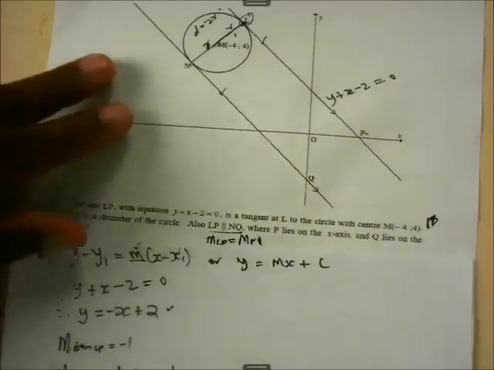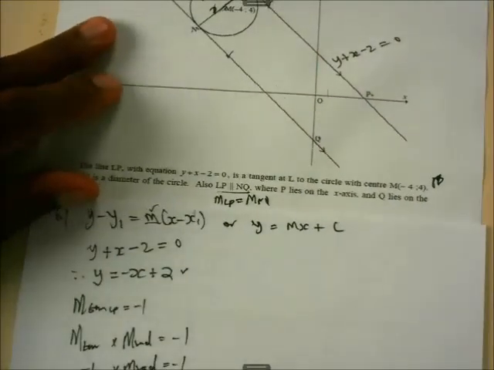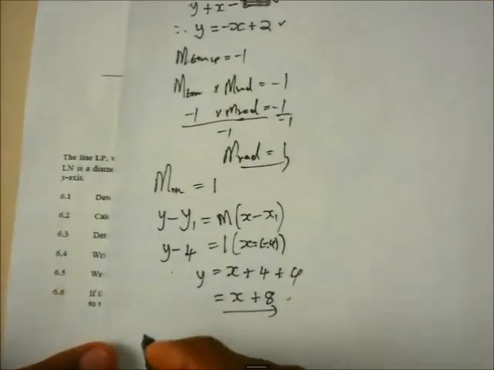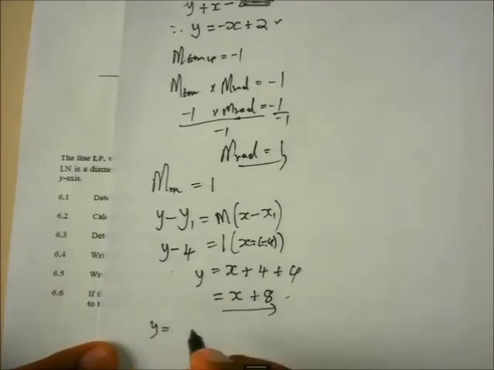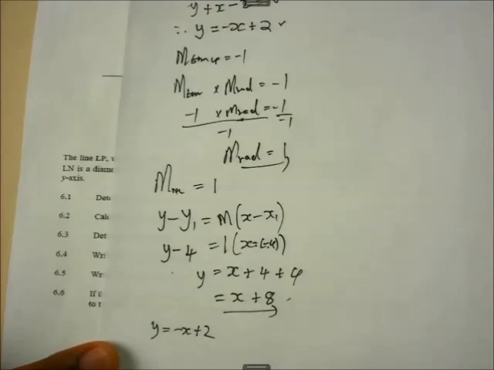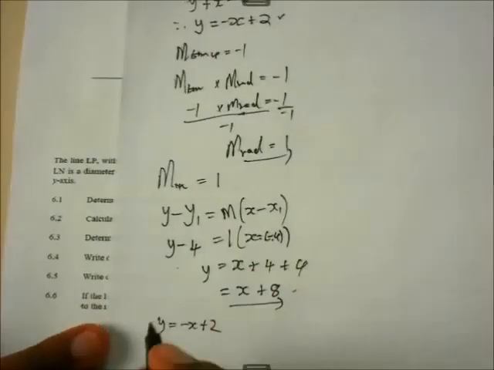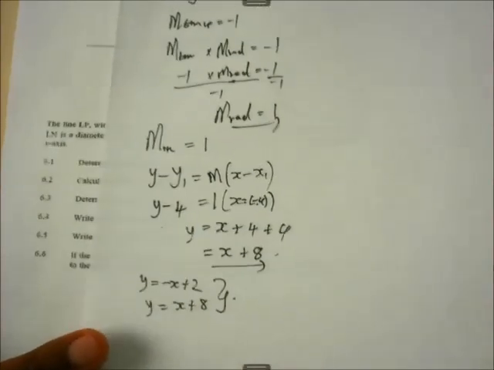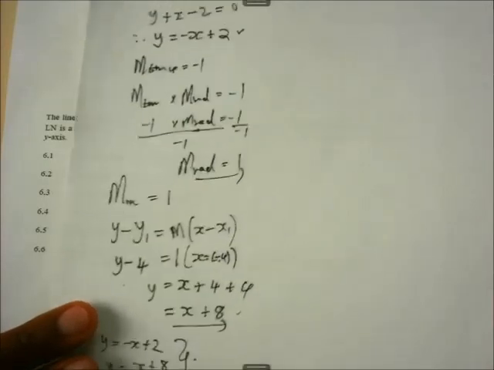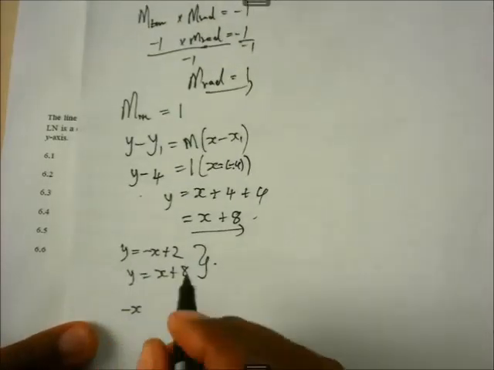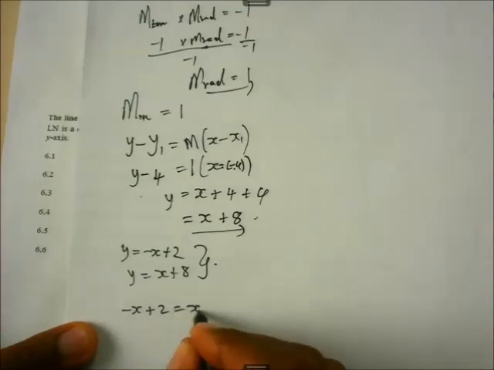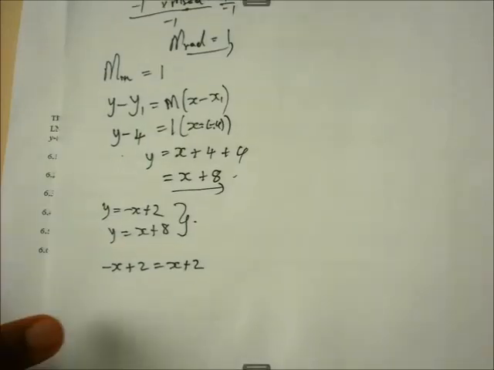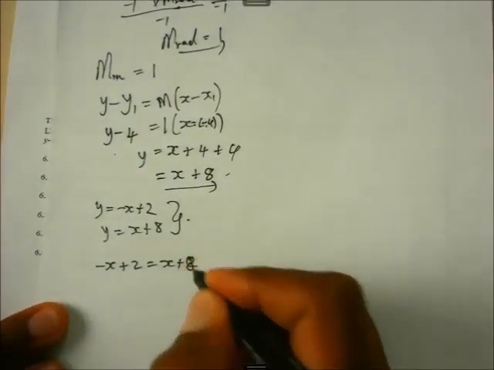Therefore, since now we have the equation of LP as well as the equation of LN, we are going to equate the two. We take the equation of LP, which is y equals minus x plus 2. And we take the equation of LN, which is y equals x plus 8. We just equate the two because they intersect each other at point L. Therefore, we have minus x plus 2 is equal to x plus 8, right?